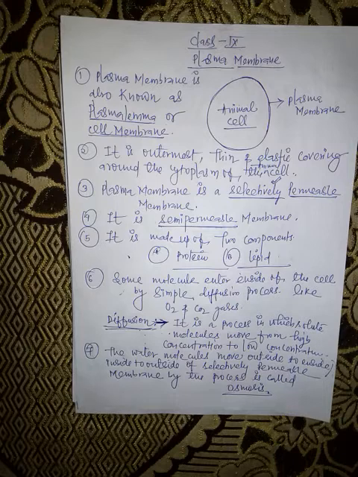Why is the process called osmosis? Osmosis is a process in which the solvent molecules move from one side to another side of a semi-permeable membrane from low concentration to high concentration. In diffusion, the solute molecule moves from high concentration to low concentration, but in case of osmosis, the solvent molecules move from low concentration to high concentration through a semi-permeable membrane.